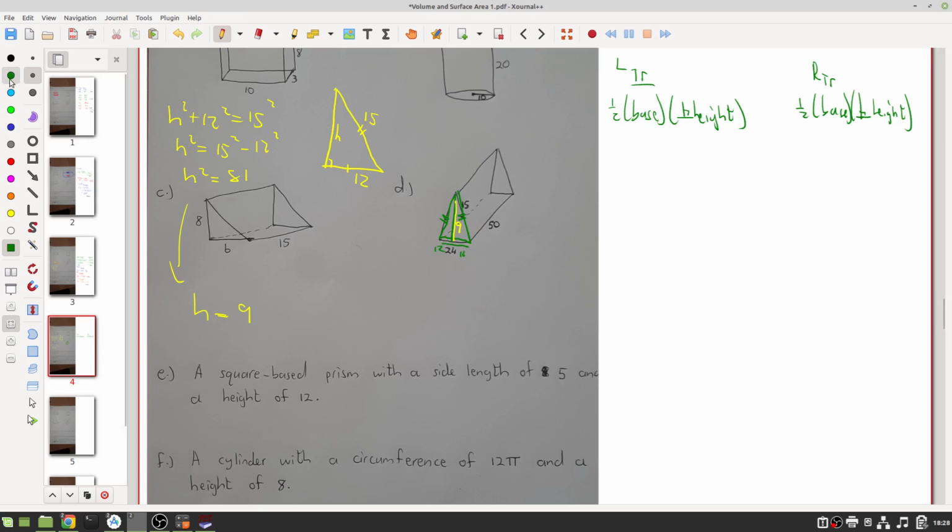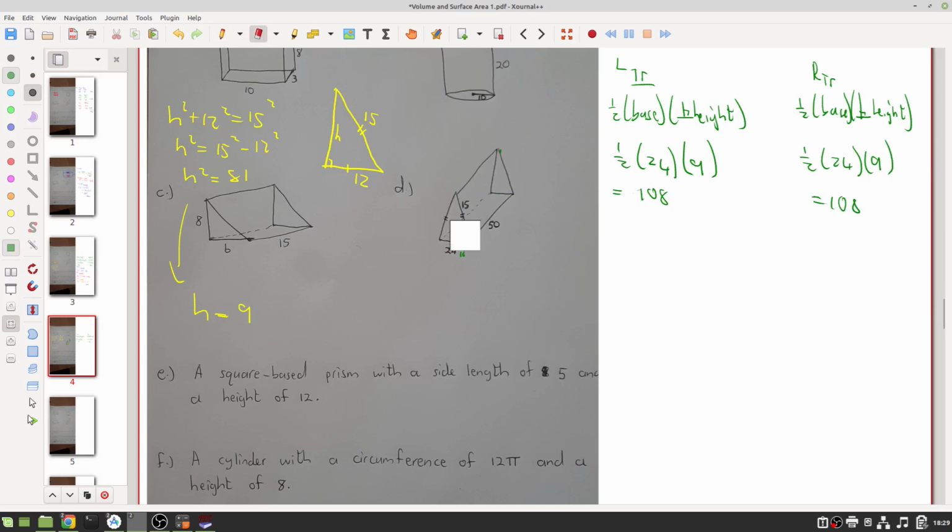All right? So now we have that. So we've got half times the base of our big triangle, which is 24, times the perpendicular height, which is 9. Same for this one. Half times the base of our triangle, base is 24, perpendicular height is 9. So that works out to 12 times 9, which is 108, and the same here. Okay, so we've got our left and our right triangles. Good. Next, we will have our three rectangles again.